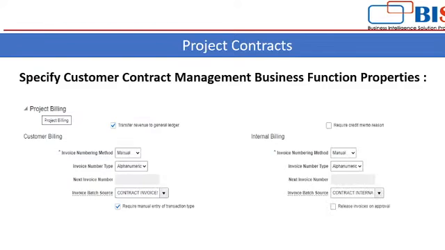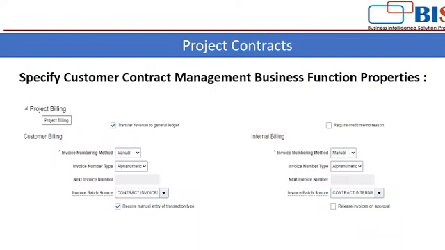Now our next task is Specify Customer Contract Management Business Function Properties. Here you have to associate the transaction source in the invoice batch source. For the customer billing, we will select Contract Invoices, and for the internal billing purpose, we have to select Contract Internal Invoices in the invoice batch source.